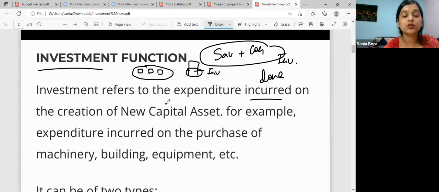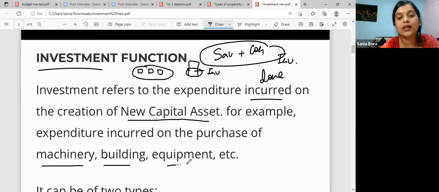So investment refers to the expenditure. Of course, investment is also expenditure. If you are constructing a house or a building, there also you need money. If you are purchasing computers, there also you need to spend money. So investment refers to expenditure incurred on the creation of new capital asset. New capital means something new you are creating. For example, expenditure done on purchase of machine. Computer is a type of machine. You constructed a building or bought a building or any equipment like vehicles. That is your investment. Clear?